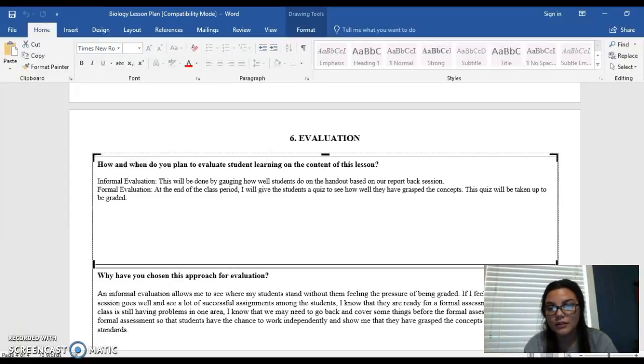And then I chose to do a formal assessment so that the students have a chance to work independently and show me that they grasp the concepts and understand the standards. And that's it.